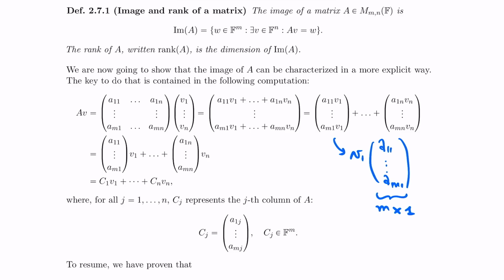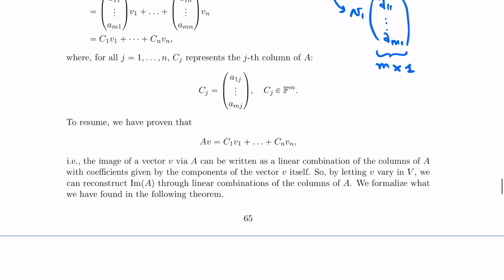So, to recap, we have that the product of the matrix A times the column vector v can be written like this, but we have already said that these are the columns of the matrix A that we denote with C1, ..., Cn. And the final result that we obtain is that Av can be written as the linear combination of the columns of the matrix A with coefficients given by the components of the vector v. By definition, the image of A is given by all these images here, as v is allowed to vary in the vector space V.